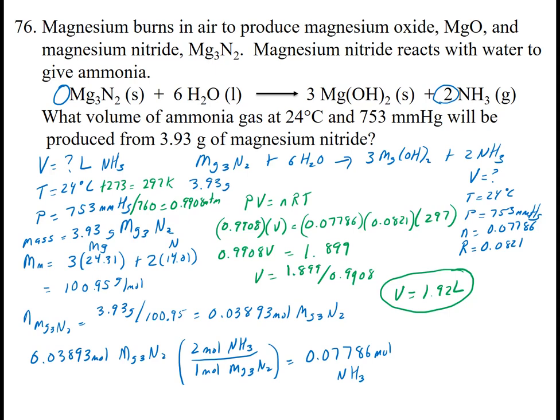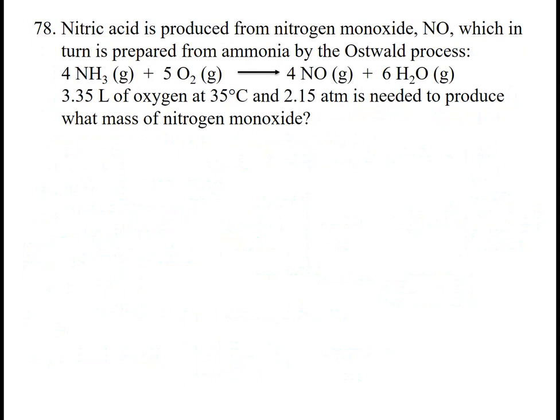So that's given a mass and asked to find the volume, which is what the textbook tends to focus on. But there's nothing to say that it can't ask what mass is required if I'm given a volume and pressure and temperature. So I'm going to show you that one next. It says nitric acid is produced from nitrogen monoxide, which is in turn prepared from ammonia by the Ostwald process, and gives me the balanced reaction: 4 ammonias plus 5 oxygens goes to 4 nitrogen monoxides plus 6 waters.